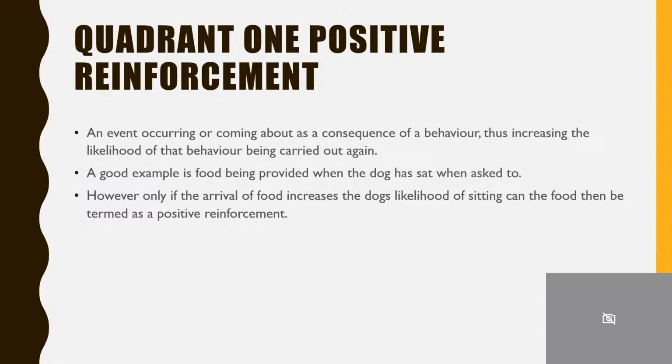Quadrant 1, positive reinforcement. This is an event occurring or coming about as a consequence of a behaviour, thus increasing the likelihood of the behaviour being carried out again. A good example is food being provided when the dog has sat when asked to. However, only if the arrival of food increases the dog's likelihood of sitting can the food then be termed a positive reinforcement.